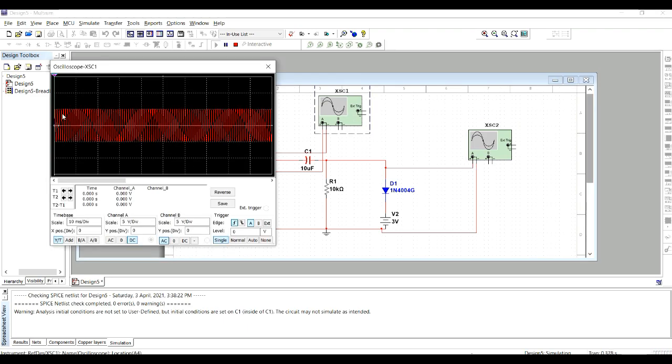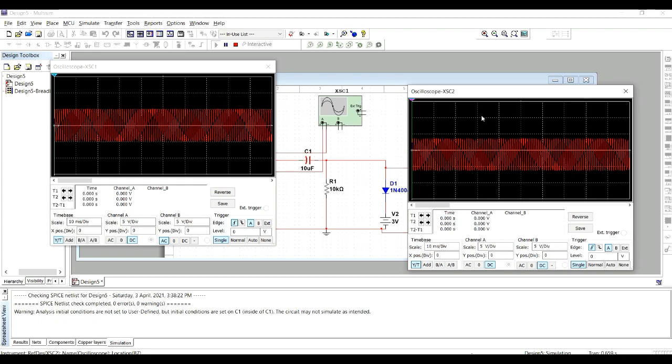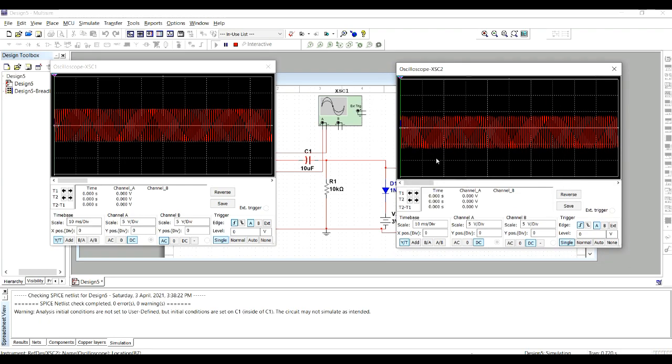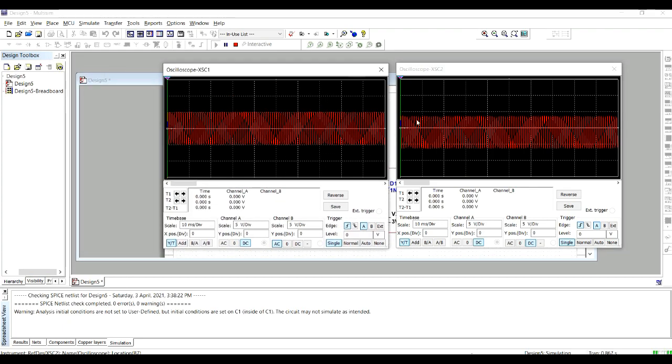As we have observed over here, this is the graph for our AC input, and this is the graph for our diode. And as we can observe from both graphs, the positive peak voltage is obviously lower than the negative peak.